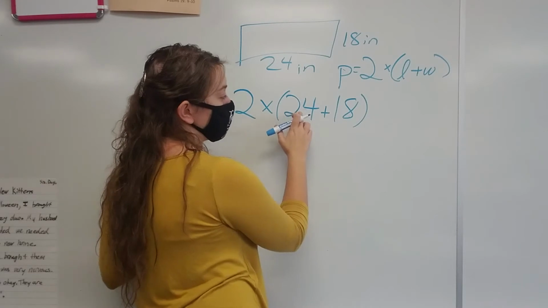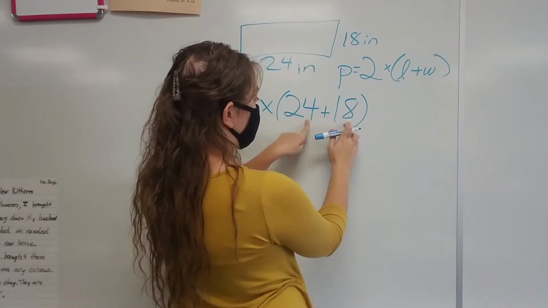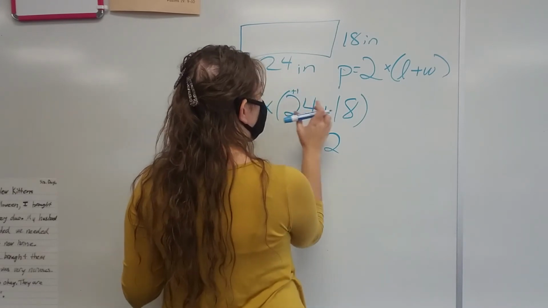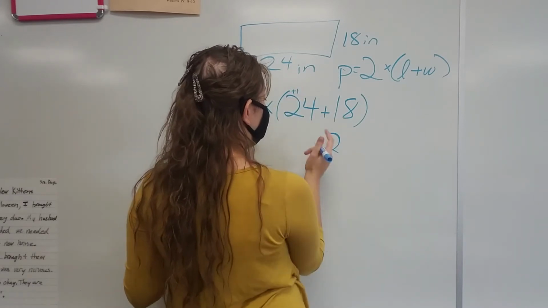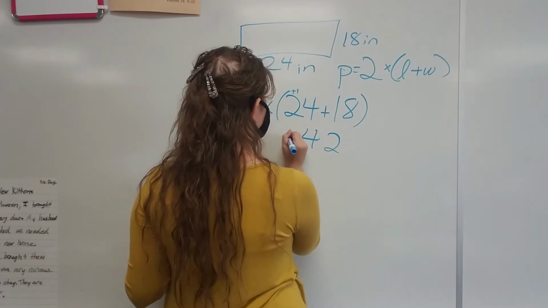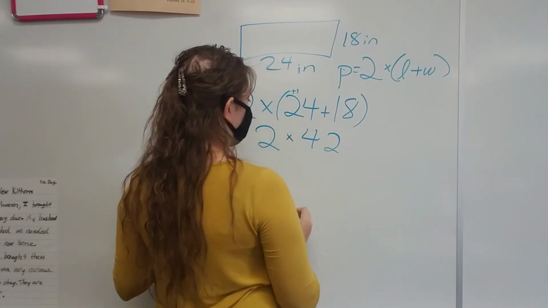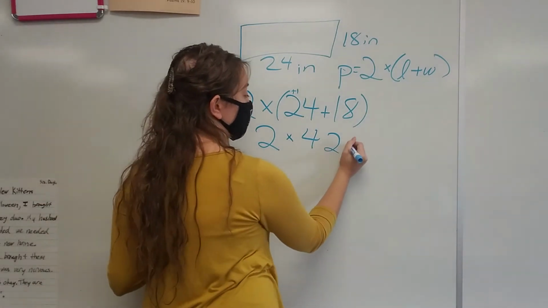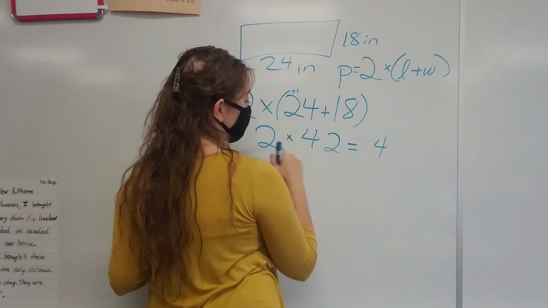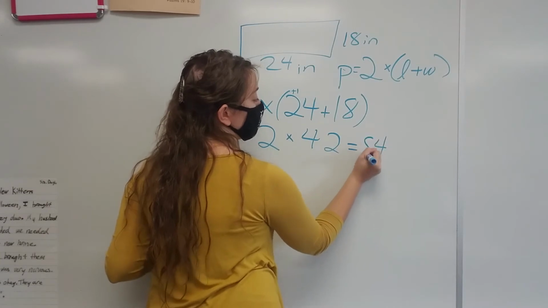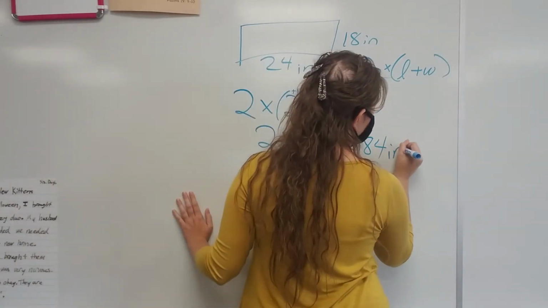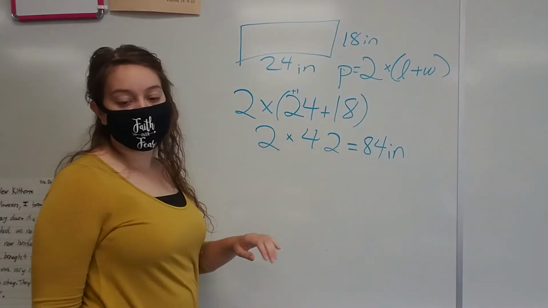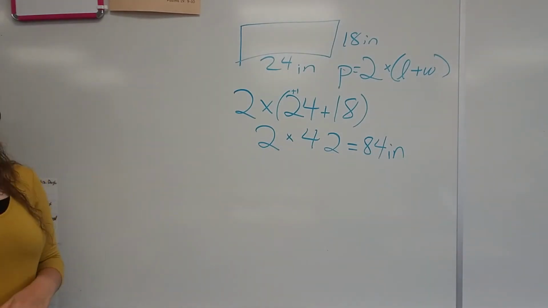So what's 24 plus 18? Well, what's 4 plus 8? 12. So we got to carry a 1. 2 plus 1 is? 3. Plus 1? 4. So we have 42 times 2. Okay? What's 42 times 2? So 2 times 2 is? 4. And 2 times 4 is? 8. So my answer for my equation 2 times 42 is 84 inches. Okay?